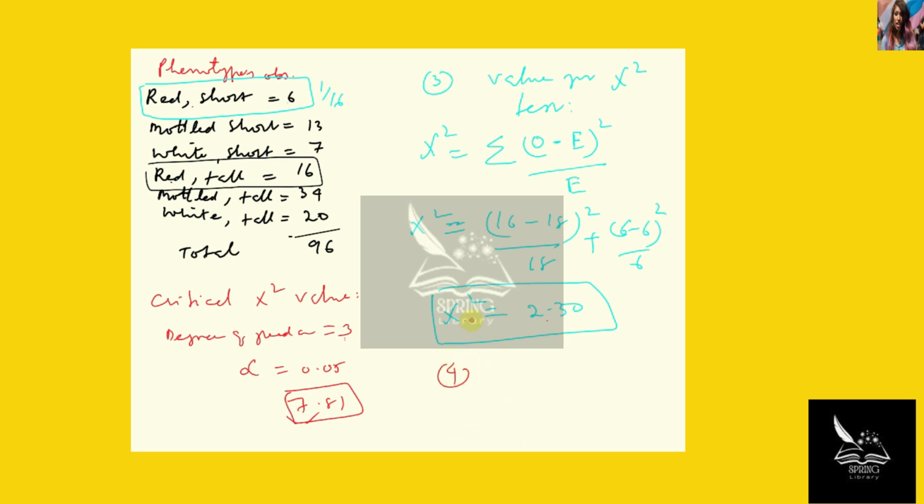Since the calculated chi-square is lower than the 7.81 critical chi-square, we can accept the null hypothesis. Which makes the answer to this question option C, accept the model, discrepancies due to chance alone.